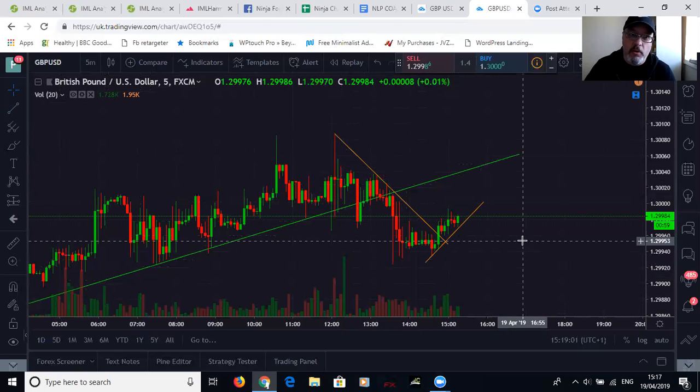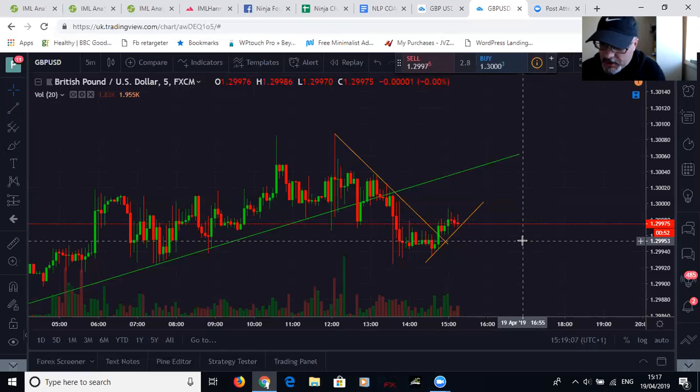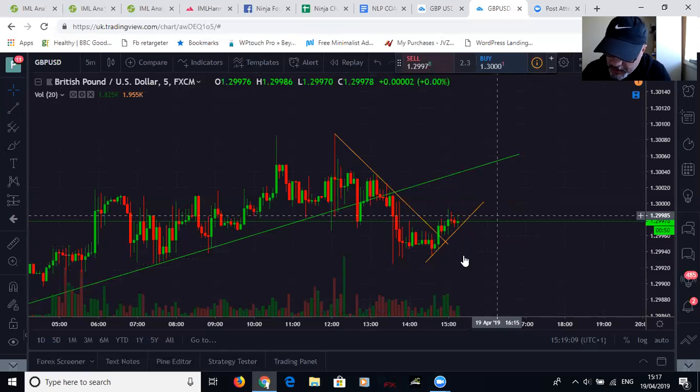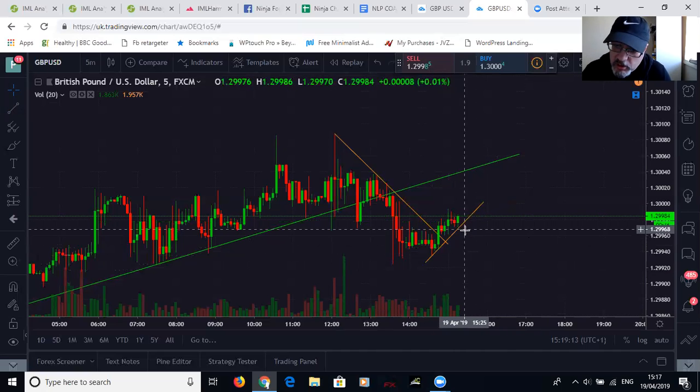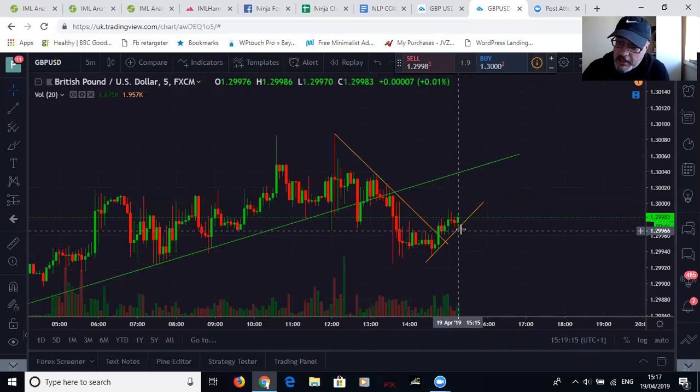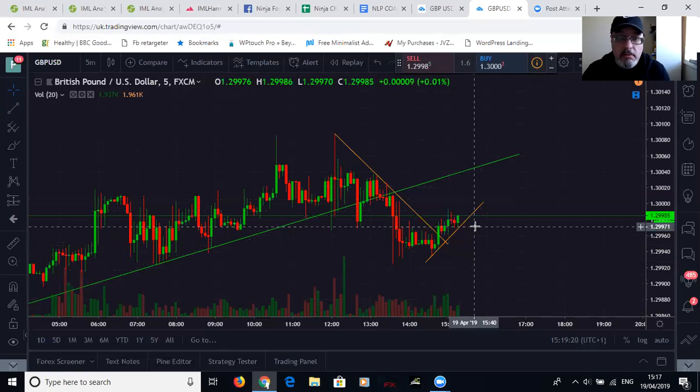So you're really looking for 2 or more touches to make it a really good, valid trend line. As you can see here on this one I've just drawn now, we've got 1, 2, and now possibly approaching a 3rd touch to that orange line there, and then we can just see what happens next.